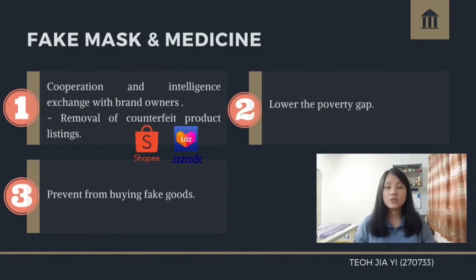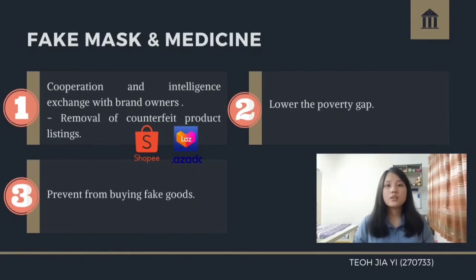I would like to present the ways to solve the first issue, which is fake masks and medicines. First of all, the government must cooperate and be involved in intelligent exchange with the brand owner on online platforms. During the COVID-19 pandemic, internet shopping is rising, bringing convenience to consumer purchases and social distance practices. The brand owners will have the symbols of 100% authentic products. Therefore, Shopee and Lazada must remove the listing of counterfeit items in their apps.